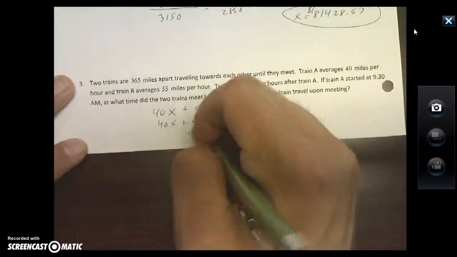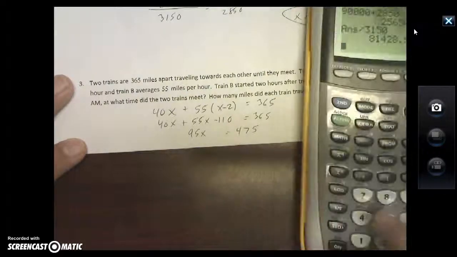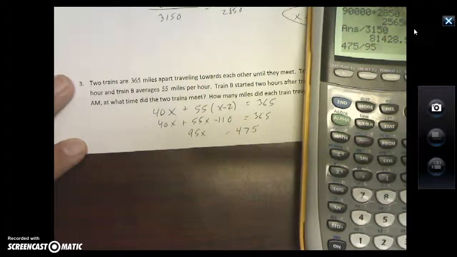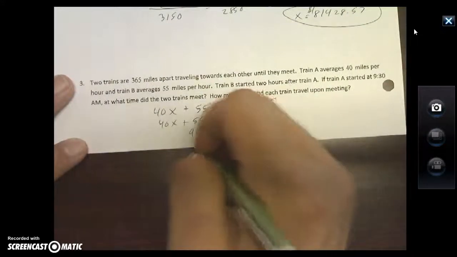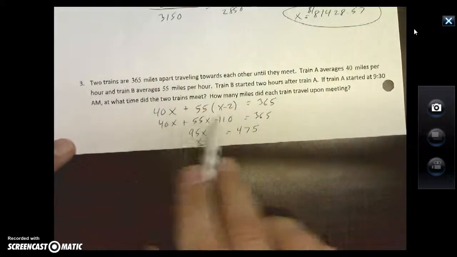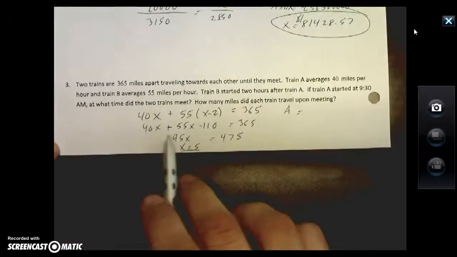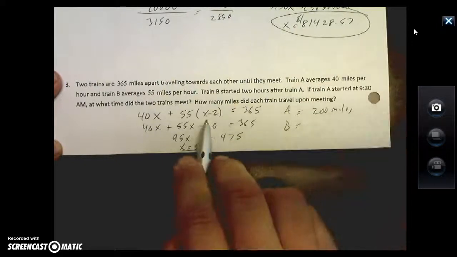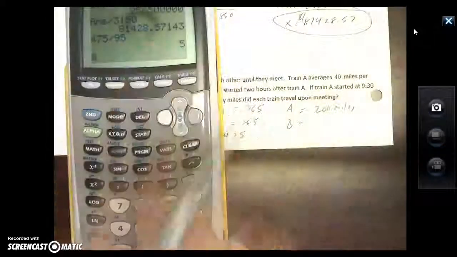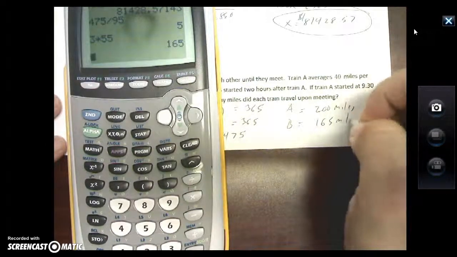That gives me 95x. If I add over 110, 475. I'm doing 475 divided by 95. Gives me 5. So x equals 5. Okay, so that's 5 hours that train A is traveling. So let's take a look at this. 5 times 40 gives me 200 miles. And train B, if I put a 5 in here, it's 5 minus 2 is 3. So 3 times 55 is 165 miles.